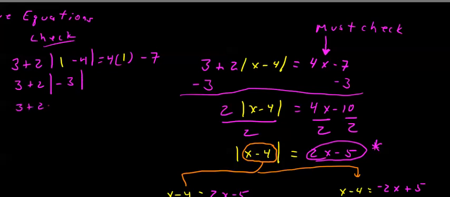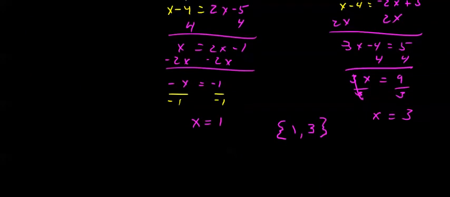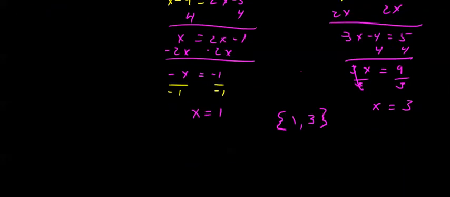3 plus 2 times 3. Absolute value of negative 3 is positive. 3 plus 6, 9. 4 times 1 is 4, minus 7. Negative 3. 9 is not equal to negative 3 today or any day. So that was x equals 1. That answer is no good.